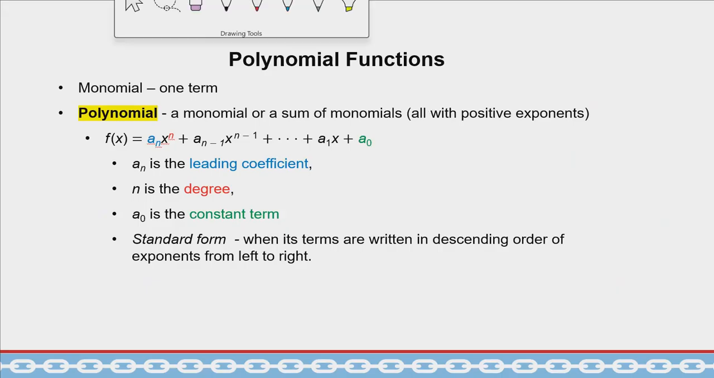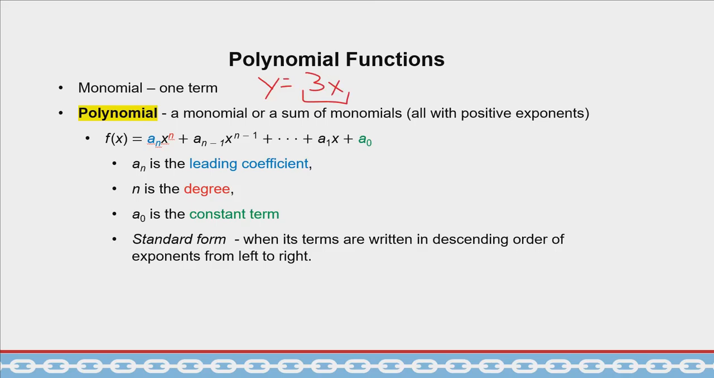So if I have y equals 3x, this is a monomial because this is one term. If I add to that, now it becomes a binomial. So each term is called a monomial. A polynomial is a monomial or a sum of monomials, all with positive exponents. You have to have positive exponents for it to be considered a polynomial.